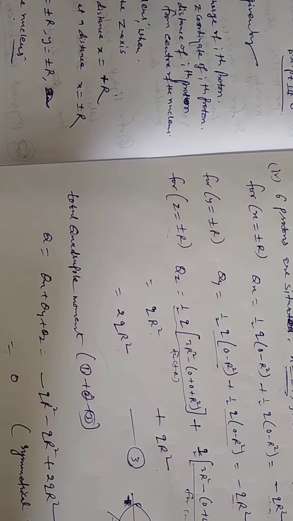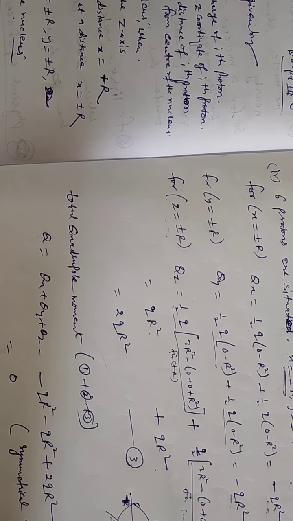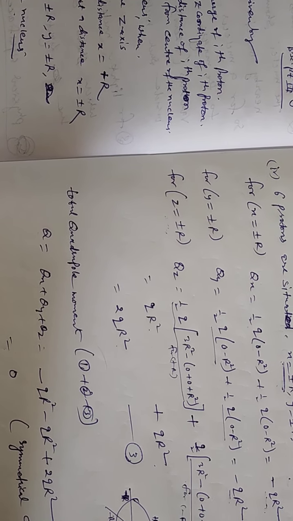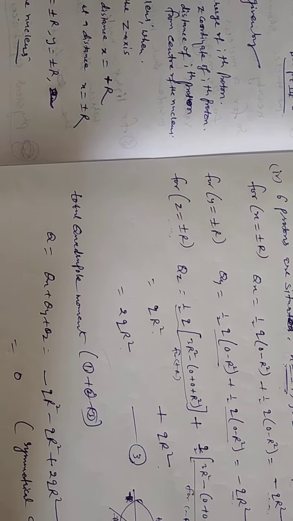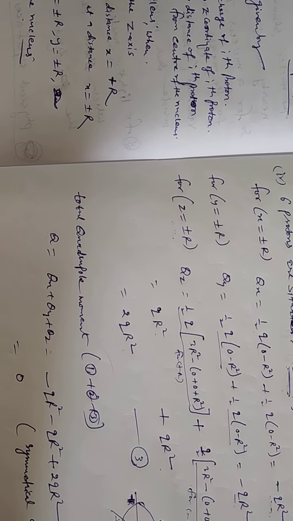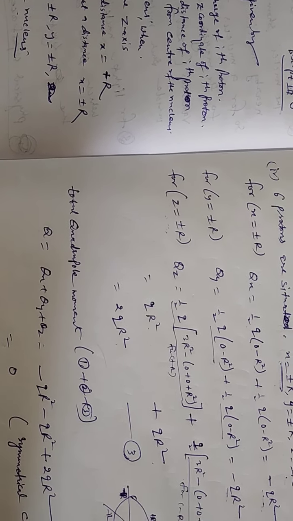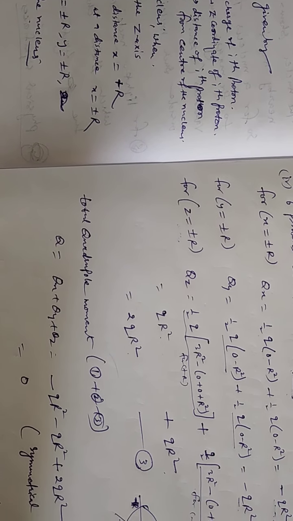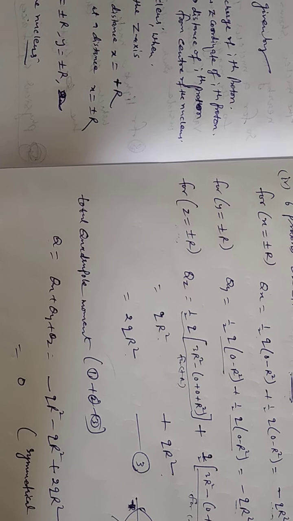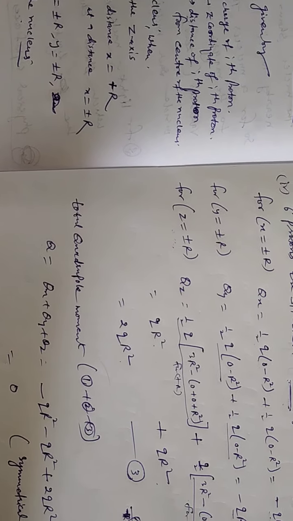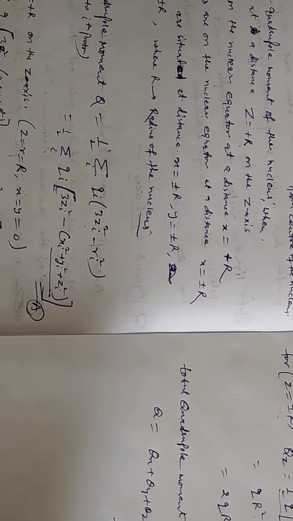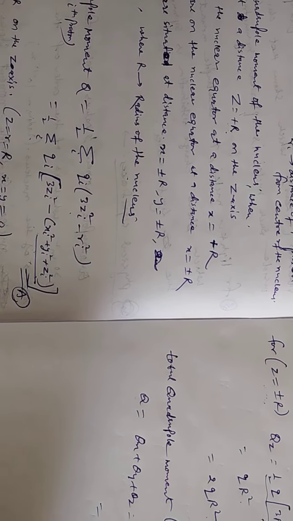If Q is greater than 0, then this charge distribution is called prolate spheroidal distribution, and if the quadrupole moment is negative, less than 0, then this is called oblate spheroidal charge distribution. Now we will show the physics behind these cases.